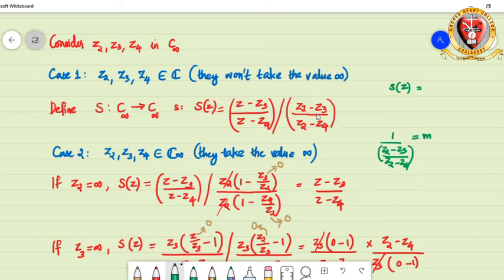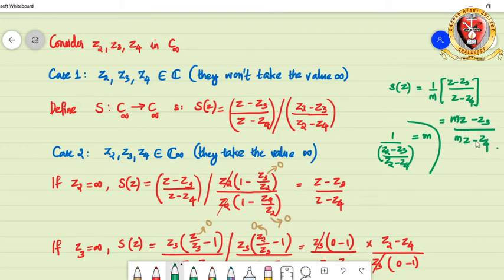Suppose this is m. That means this S of z is nothing but 1 by m into z minus z3 divided by z minus z4, right? So this is nothing but mz minus z3 divided by mz minus z4. So it is of the form az plus b divided by cz plus d. So this is definitely a linear fractional transformation, and check out whether it is a Mobius transformation, or when it will be a Mobius transformation here.